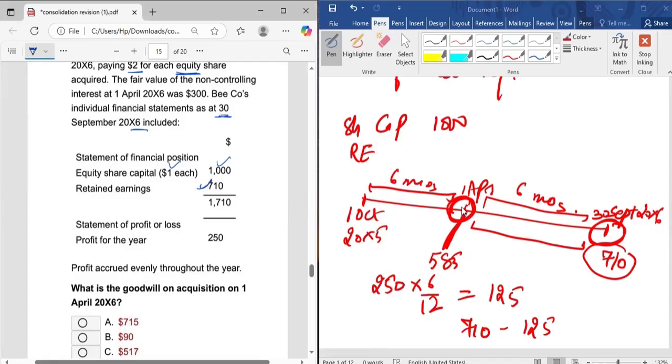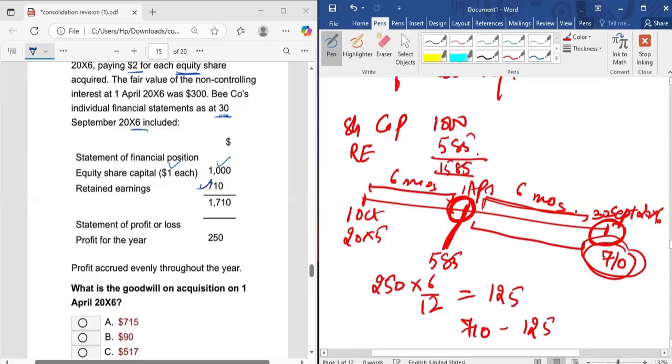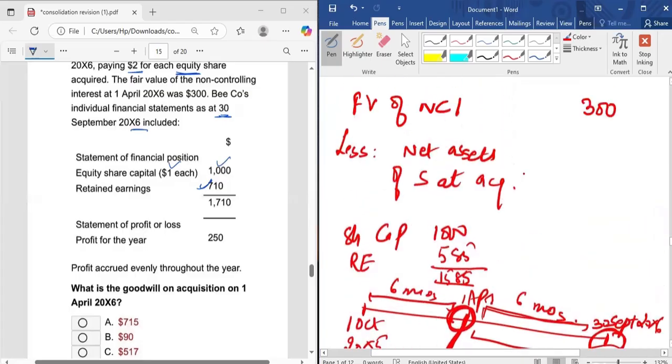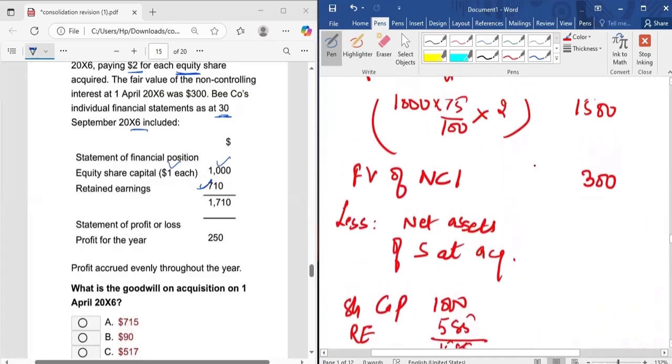So at the acquisition, I have to see what my profits were at the time of acquisition. So what did I do? I subtracted my post-acquisition part from my closing retained earnings, and then I arrived at the retained earnings on the date of acquisition. These were 585. So when I add both these, I get a figure of 1585. So this was the only thing which I had to put in my formula.